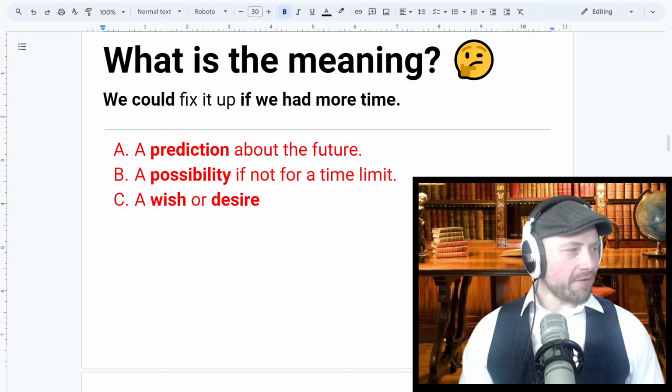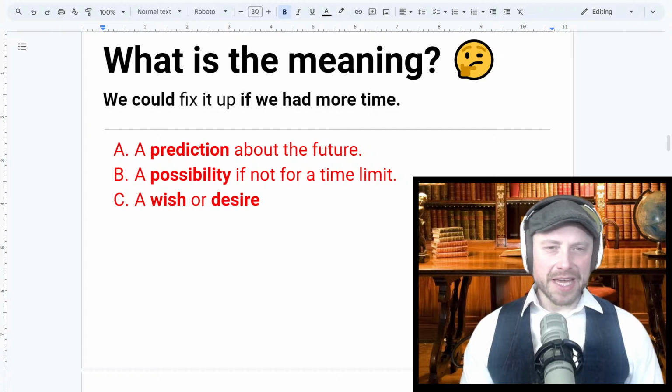What do you think about that, folks? What is the meaning here? A, B, or C?